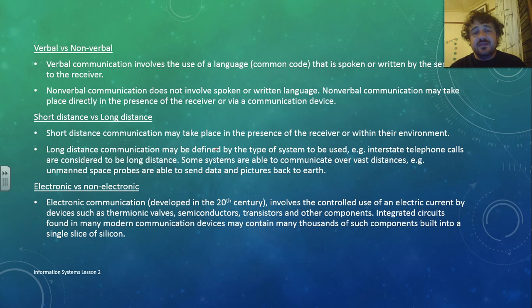Okay, so short distance, long distance. Short distance, we're in the same room, yeah? Long distance, depends how we're doing it. So you can have long distance over medium-sized distances or massive distances. Electronic versus non-electronic. So this is a newer one, obviously, and it works by controlling the current, up and down. So essentially we do this using circuits and speakers. They're controlled by current, so if the current's higher, the speaker is louder.